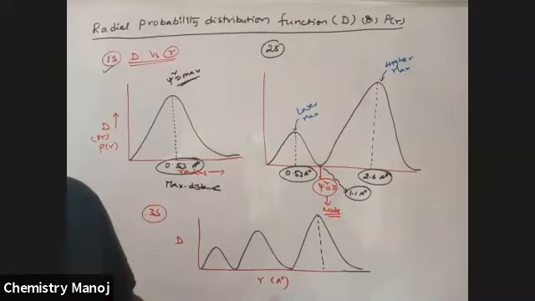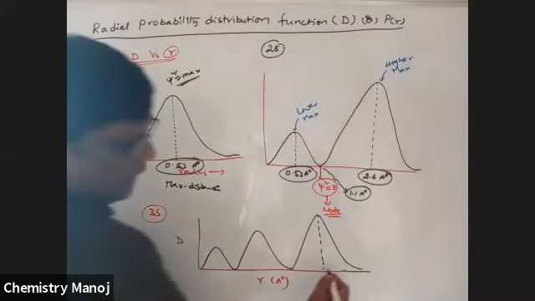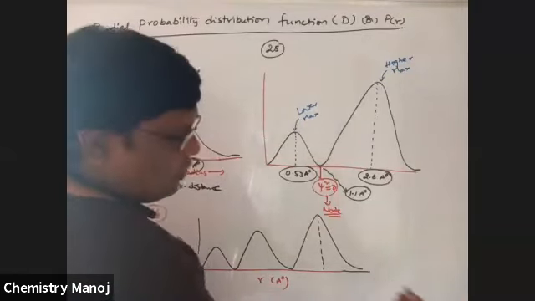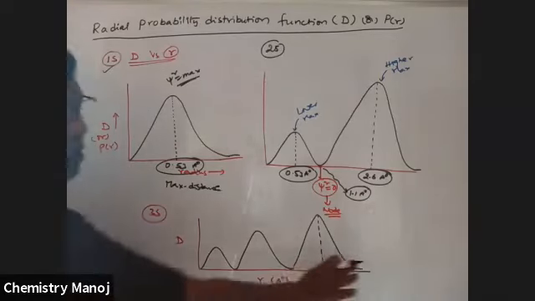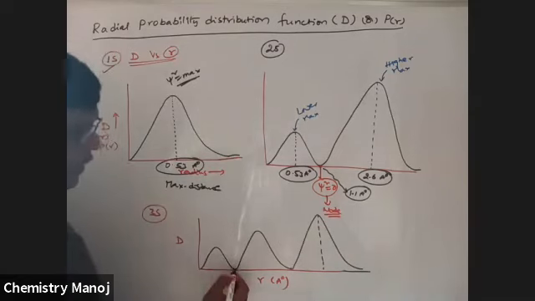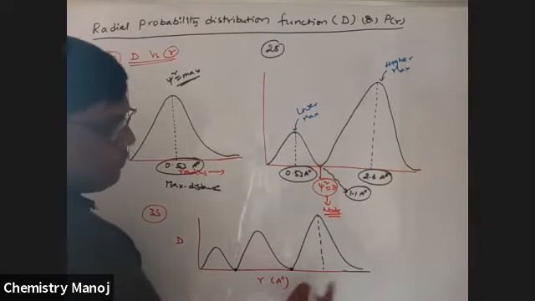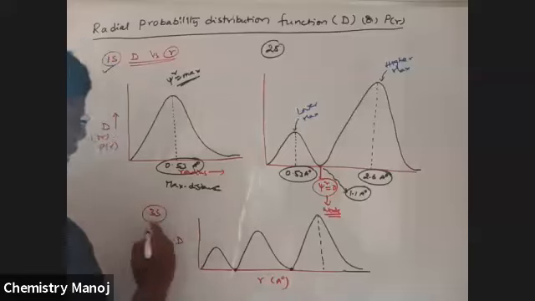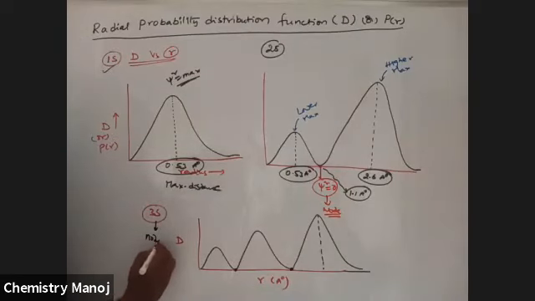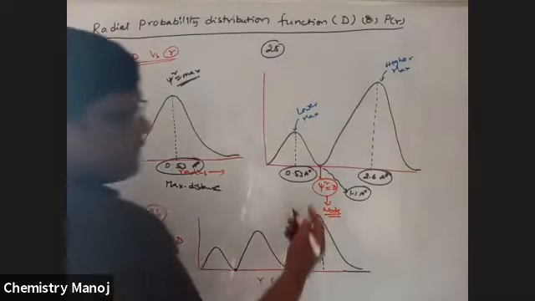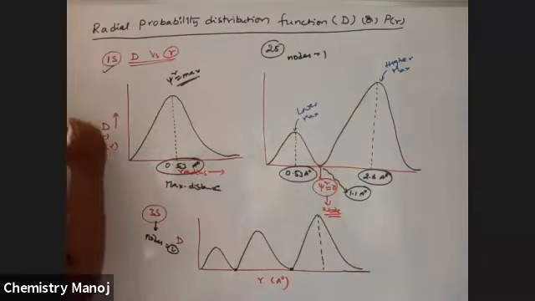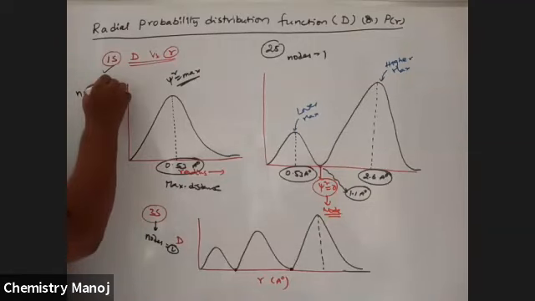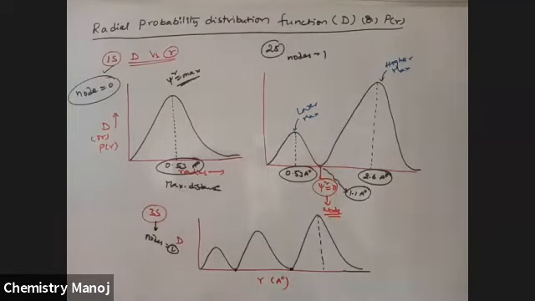So at last, if it touches zero, automatically it becomes a node. Here it is one node. Here it is two nodes. That means for the 3s orbital, nodes equal 2. For the 2s orbital, nodes equal 1. For the 1s orbital, nodes equal 0. So these are the nodes.